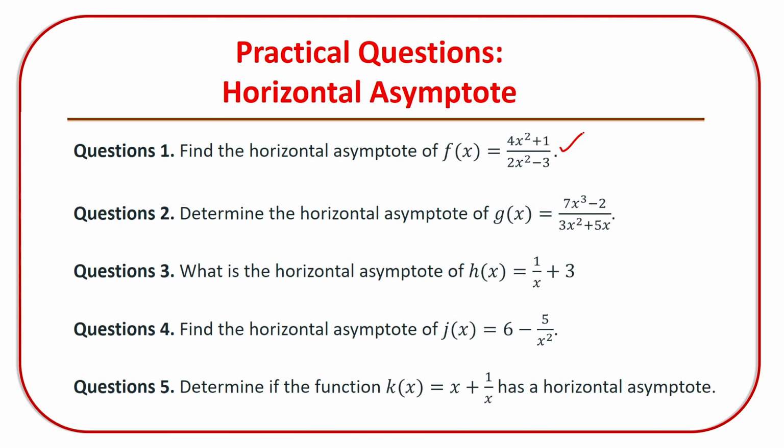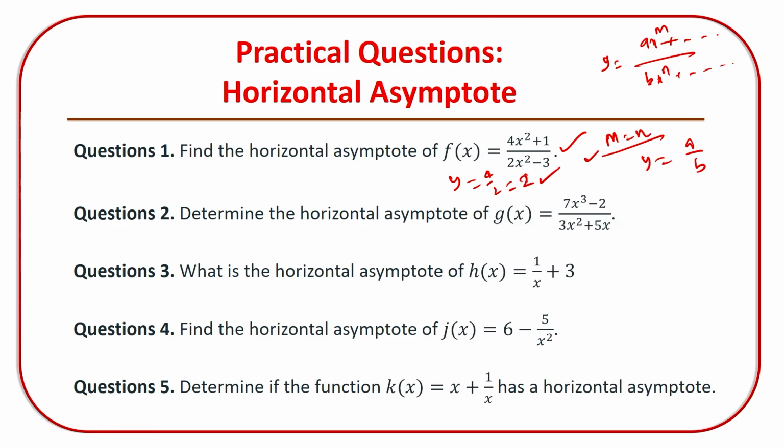So, the first one, 4x square plus 1 divided by 2x square minus 3. Here m equals n, and in that case y equals a by b. We are looking for y equals a x to the power m plus something, divided by b x to the power n, right. And if m equals n, y equals a by b will be our answer. So, y equals 4 by 2, that is equal to 2, will be our horizontal asymptote.